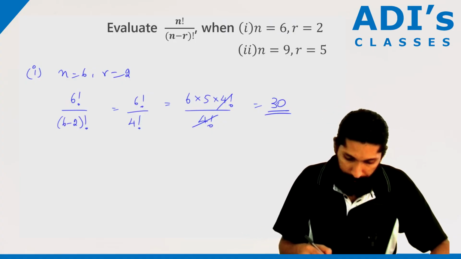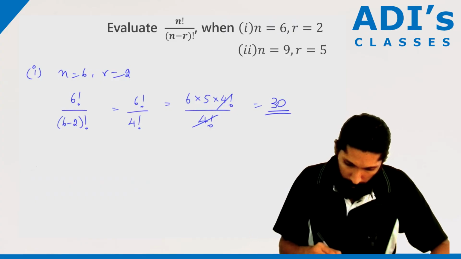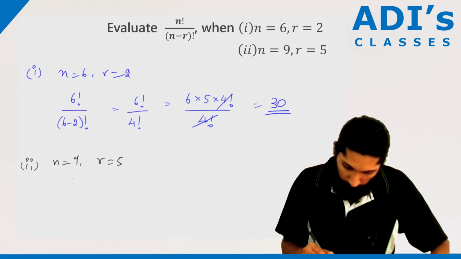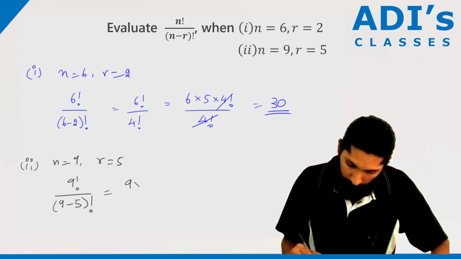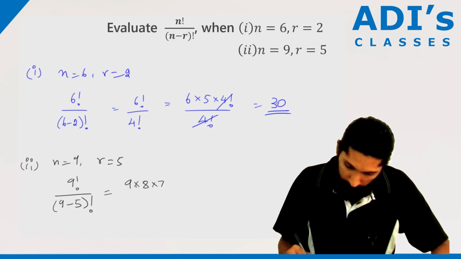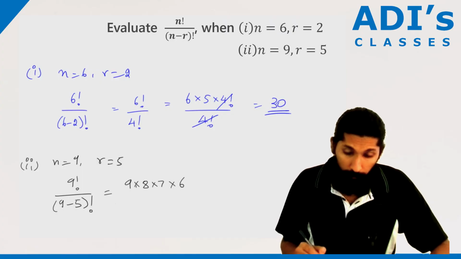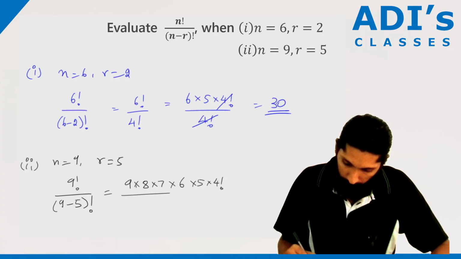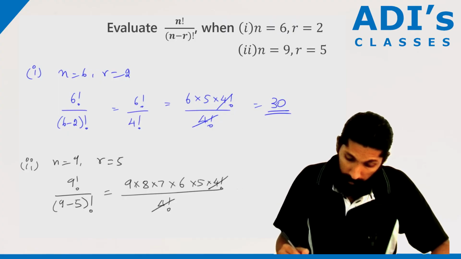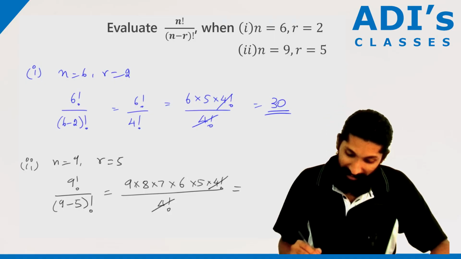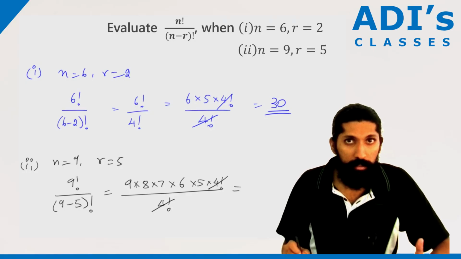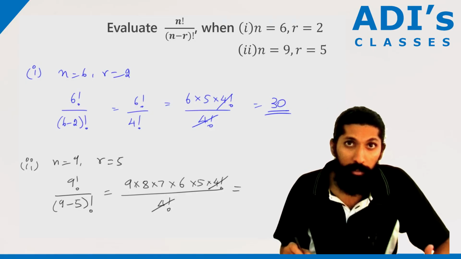See, for the next one, you have n is equal to 9, r is equal to 5. So 9 factorial by 9 minus 5 factorial. 9 into 8 into 7 into 6 into 5 into 4 factorial by 4 factorial. Now this is going to be a huge value because you have 9 into 8 into 7 into 6 into 5. Correct? You guys have to multiply this.